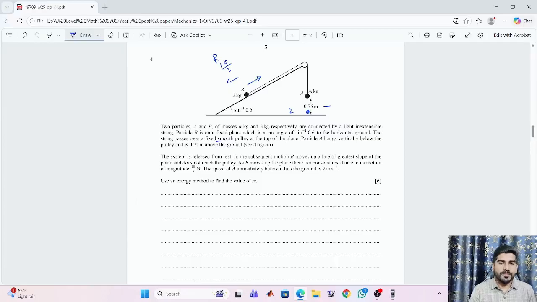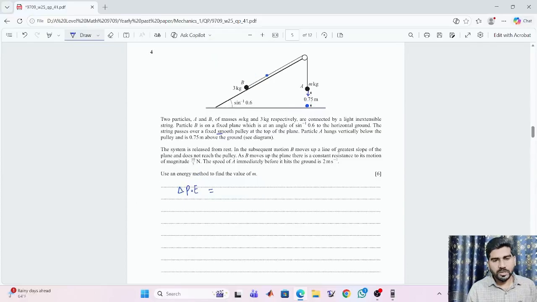We can see here what we can do using the energy method. Energy method is actually when this particle is moving upward and this is moving downward, there will be a change in kinetic energy and a change in potential energy here, and we can find the difference. And there is mgh, where mass is m times g times h. H is given, which is 0.75.